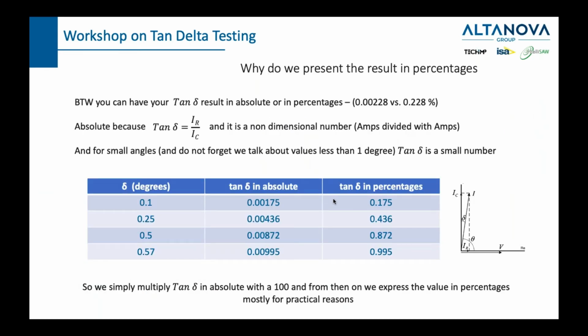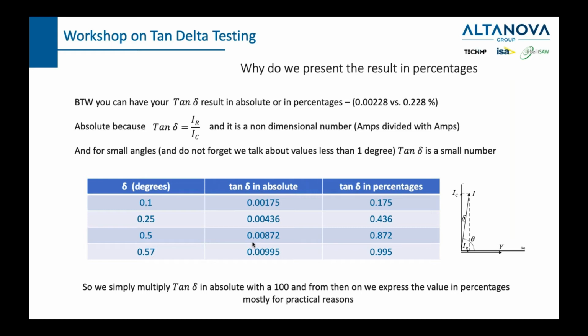And here we want to say, why do we express tan delta in percentages? Well, first of all, tan delta is a non-dimensional number. You have amps divided by amps. And since it's a non-dimensional number, you can multiply it with a certain number, in this case with 100. And we do it here simply because these angles are very small. So if we have the delta of 0.1 degrees, the tan delta will be 0.00175. But if I multiply it with 100, I get 0.175. It's simply easier to do that than to mention every time 0.00. In this case, it's 0.175%, and for 0.5 degrees, instead of saying 0.00872, we just say 0.872%.